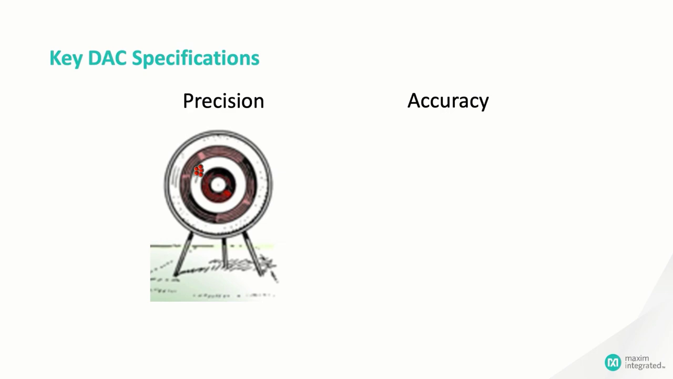Nice grouping, Archer 1. Just one problem. None of your shots actually hit the bullseye. Nice repeatability. The pattern shows a lot of precision. But those shots just weren't very accurate. I'm sorry, Archer 1. Nice try, though.